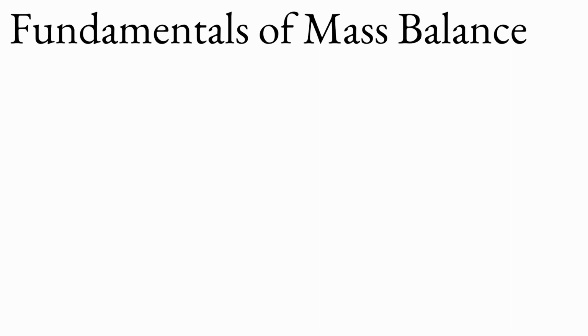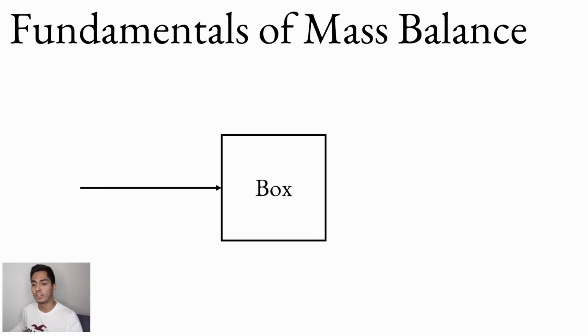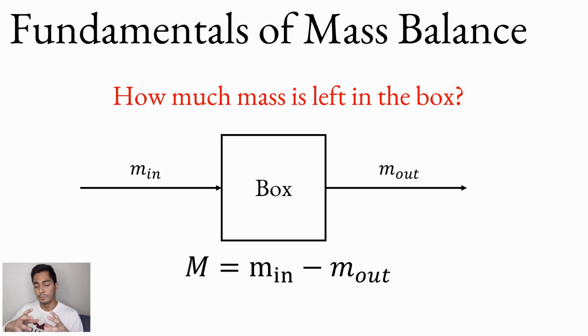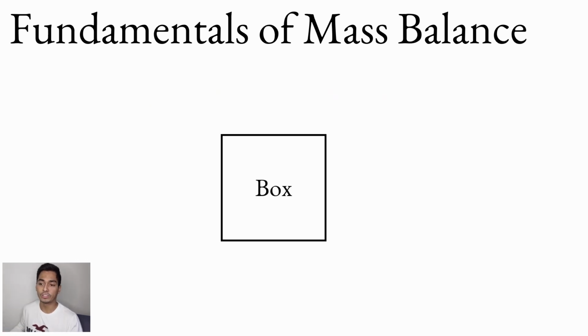Okay? So in general, if we have a box, we have whatever's coming in and subtract whatever's coming out. So how much mass is left in the box? Again, it's just in minus out. That's the total mass that's left inside the box. That's what a mass balance is. This is called mass balance. We'll do it one more time and generalize it.